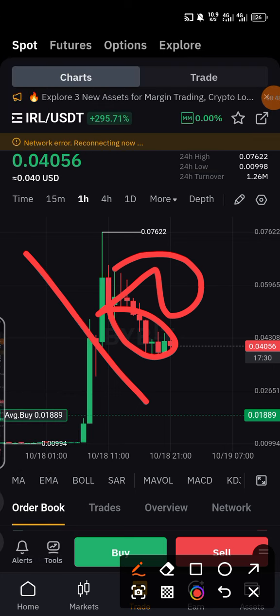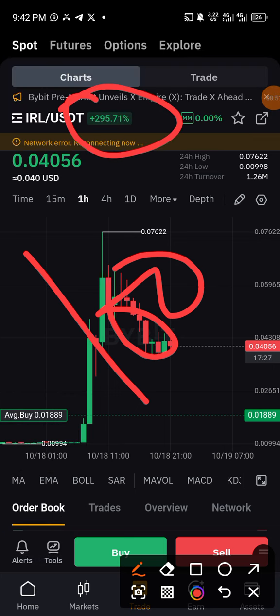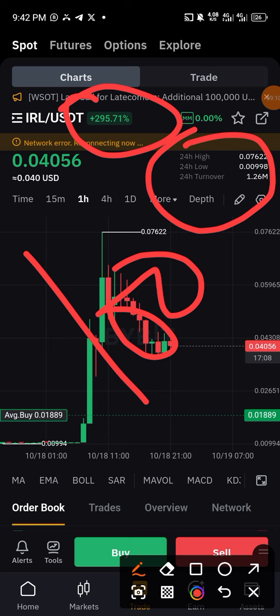Now you can see how good this coin has done. Plus 295. Imagine you had held this trade for long. Do you know how much you'd be having? It's roughly 295 USDT holding right now. You can see the 24 hour high, which is 0.07, a 24 hour low, 0.0099. The 24 hour turnover was 1.226 million. That's a very good beginning. And it's still gathering momentum to keep moving forward.